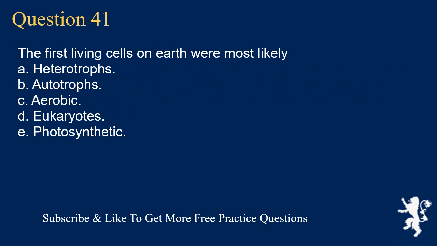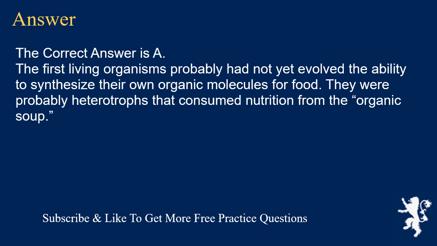Question 41. The first living cells on Earth were most likely A. Heterotrophs. B. Autotrophs. C. Aerobic. D. Eukaryotes. E. Photosynthetic. The correct answer is A. The first living organisms probably had not yet evolved the ability to synthesize their own organic molecules for food. They were probably heterotrophs that consumed nutrition from the organic soup.